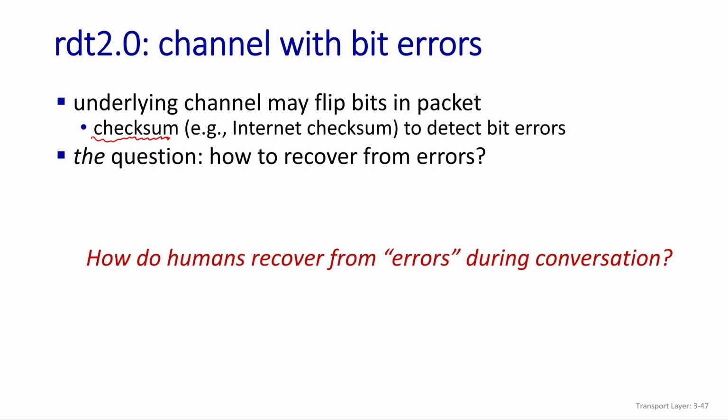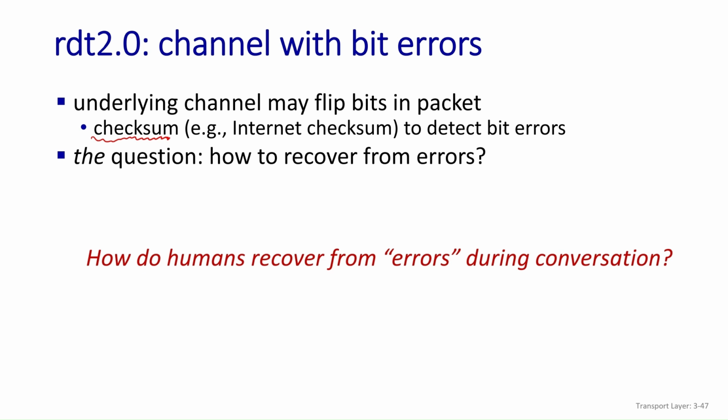How do humans recover from errors during conversation? Excuse me, can you please say it again? Repeat. Okay. There are two ways in which we can recover from an error in our conversation, right? One is that we can ask the other person to please say it again, repeat. And the other way is that I will try to resolve the error myself. I'll keep on thinking about what the other person was saying to me, and try to resolve that with myself.